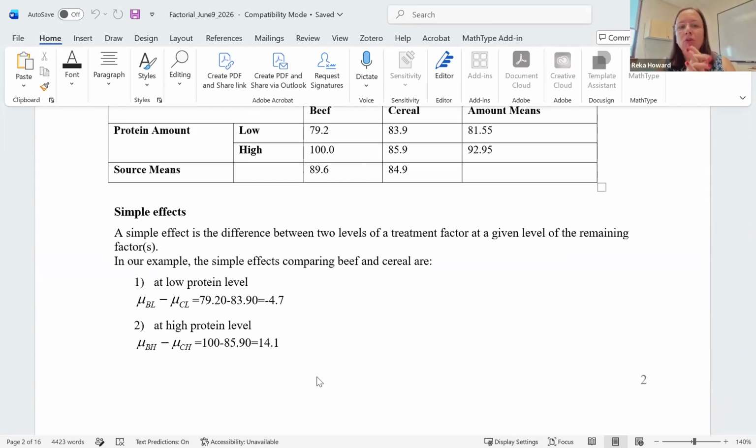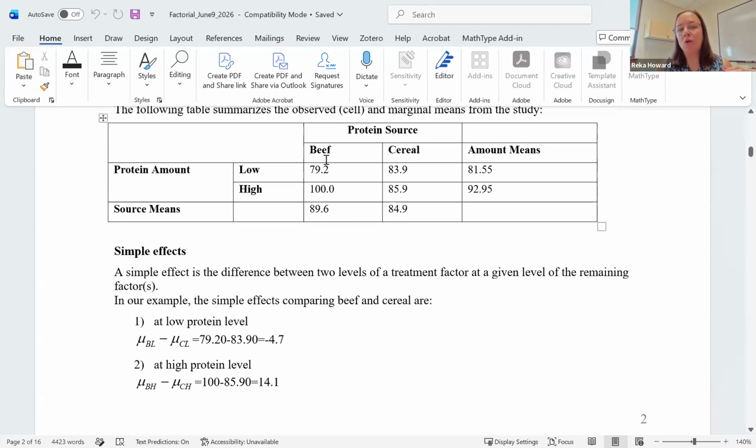So, okay, the interaction, let's start with the simple. The simple effect is just you are interested in, let's say, comparing the beef and the cereal, okay? But you have to actually say at what level of the other factors, in this case factor, because we just have two factors. So I'm looking at the difference between beef and cereal at the low protein amount level. Or I can also look at the difference between the beef and cereal at the high level. Or I can look at the difference between the low and high at the beef or low and high at the cereal. So I have actually four different simple effects.